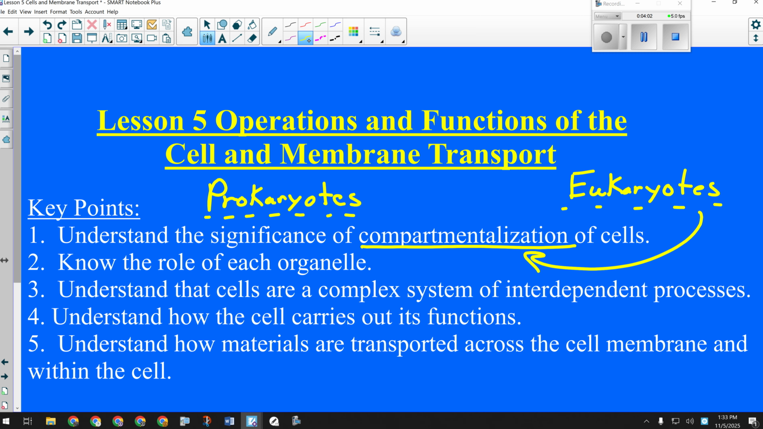Prokaryotes have none of those structures. Okay? They have no compartmentalization. And right now, that probably doesn't seem like all that big a deal, but think about the processes that are going on in each of those organelles. Like in an animal cell, you've got the lysosome. Inside there are digestive enzymes capable of breaking down cellular material.